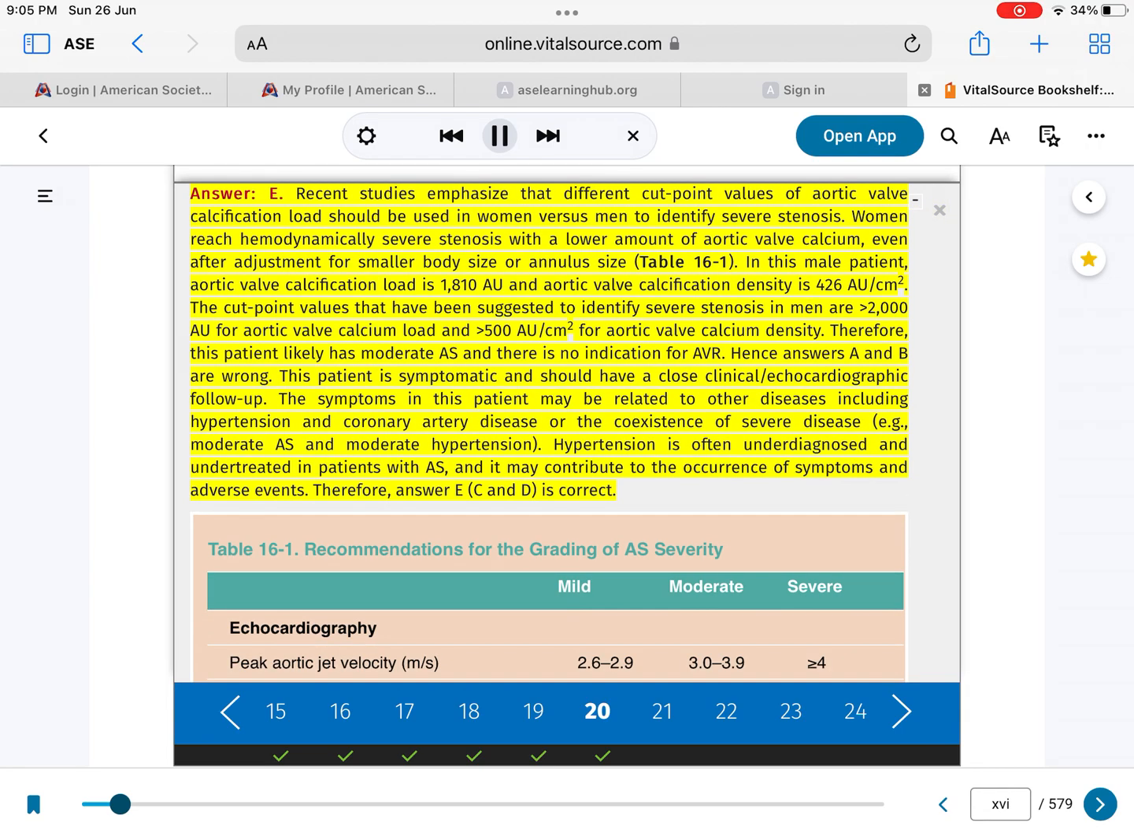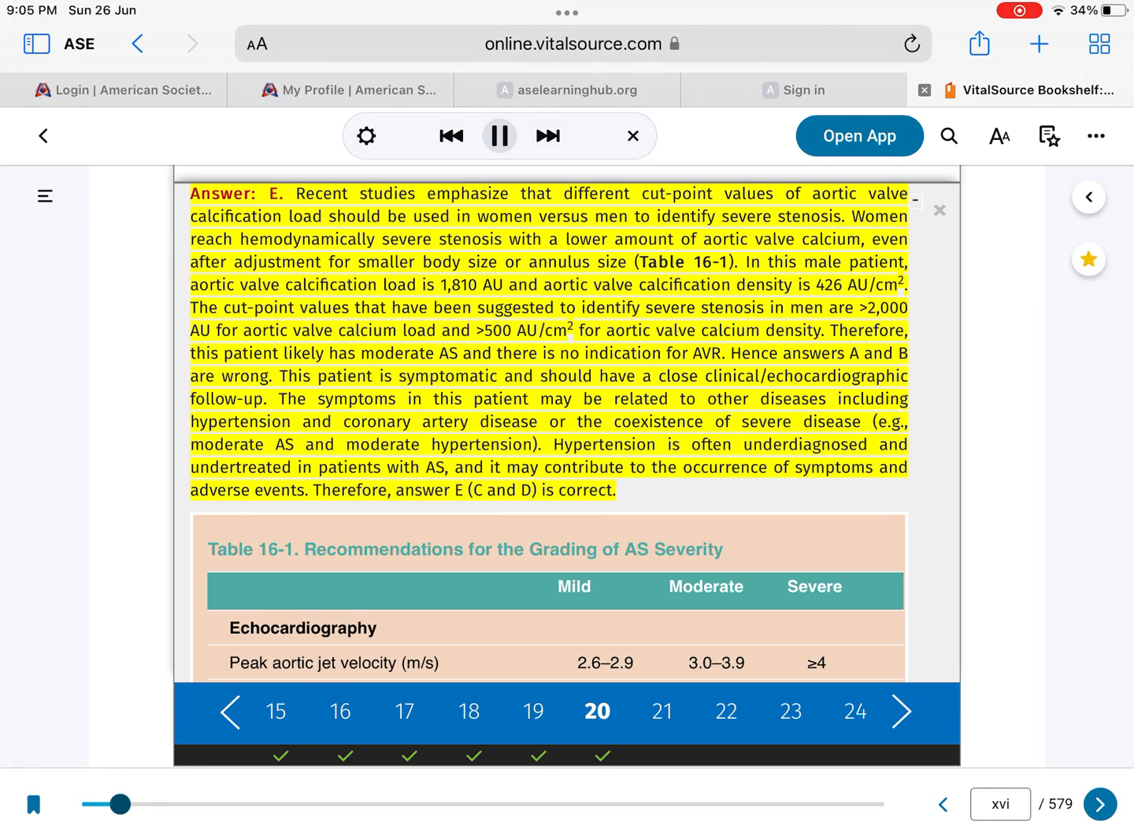That's correct. Answer. Recent studies emphasize that different cut point values of aortic valve calcification load should be used in women versus men to identify severe stenosis. Women reach hemodynamically severe stenosis with a lower amount of aortic valve calcium, even after adjustment for smaller body size or annulus size. Table 16.1. In this male patient, aortic valve calcification load is 1810 AU and aortic valve calcification density is 426 AU/cm2. The cut point values that have been suggested to identify severe stenosis in men are more than 2000 AU for aortic valve calcium load and 500 AU/cm2 for aortic valve calcium density.